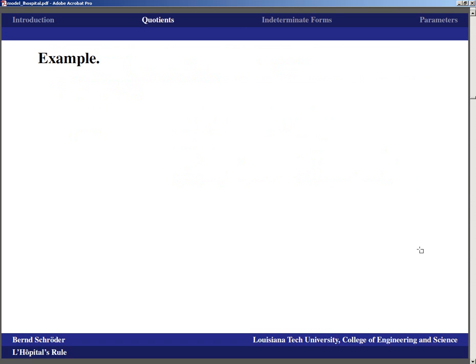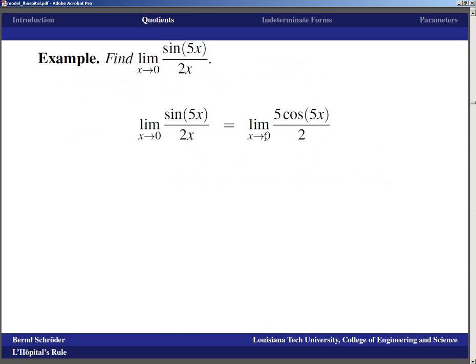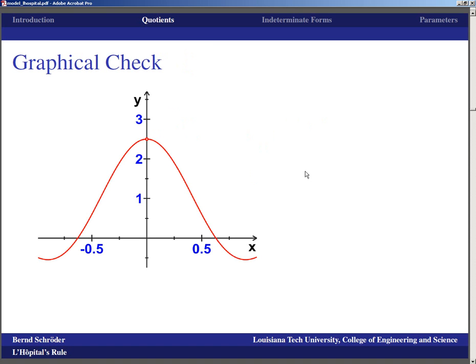Okay, so let's look at some examples. Right now L'Hopital's rule is made for quotients, so find the limit as x goes to 0 of sine 5x divided by 2x. If you follow L'Hopital's rule, you realize this is 0 over 0. You take derivatives, you end up with the limit as x goes to 0 of 5 cosine 5x divided by 2, and that's 5 halves. Does that really work? Well, if we're looking at the graphics, here's the function, and the limit is 5 halves.